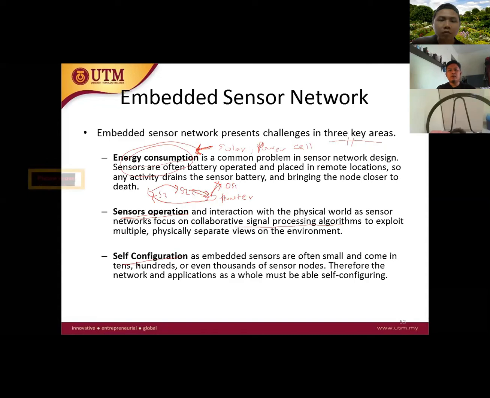The third is self-configuration, so the application and hardware must be self-configuring. For example, when a sensor is not doing any measurement, it should go to sleep to conserve energy. When it is required to transmit data, the sensor will wake up. That is an example of self-configuration.